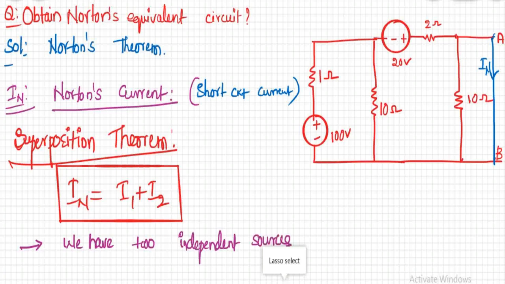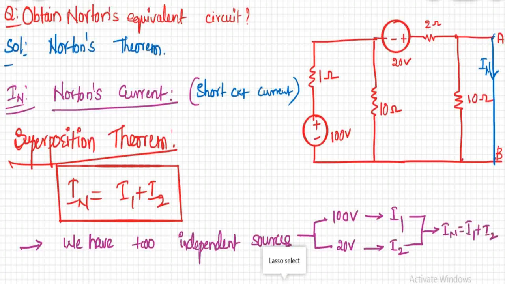Okay, so here we have a 100 volt source and a 20 volt source. Let us take the 100 volt source. Due to the 100 volt source you are going to get response I1, and due to the 20 volt source you are going to get response I2. At the end we are going to add both of them to get our Norton's current. So this is the superposition theorem, right?